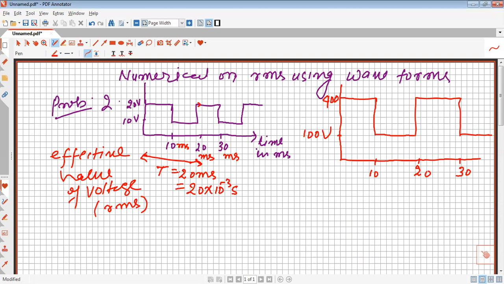So we know the time period and also the square of the magnitude. We also need the area under the square curve from 0 to 10. Time starts at 0, and we calculate the area of this waveform from 0 to 10 millisecond. This is 400, and time is 0 to 10. So 400 multiplied by the time will be the area of this curve.